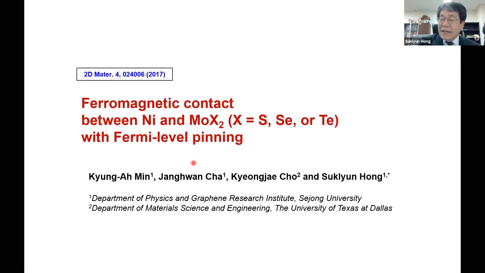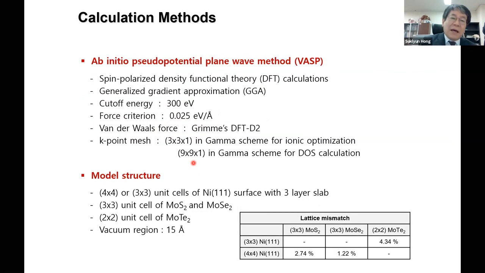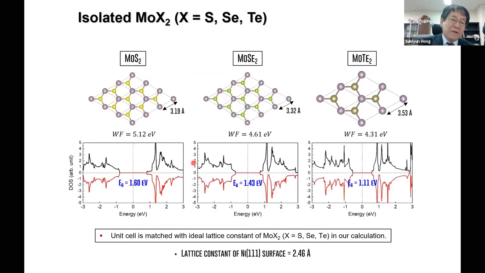And now is the second topic, and this is related to ferromagnetic contact behavior between nickel and molybdenum dichalcogenide compounds. Using density functional theory calculations, we first obtained the electronic structure of the isolated molybdenum dichalcogenide compound. Now you can see the band gap region very clearly, between 1 and 2 electron volts.